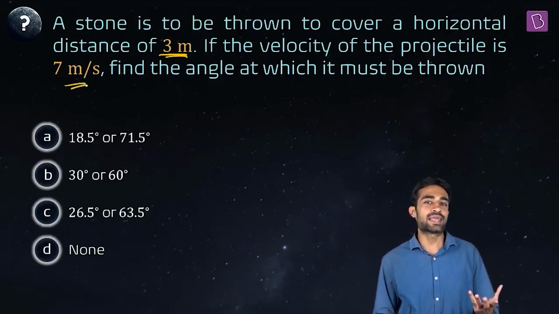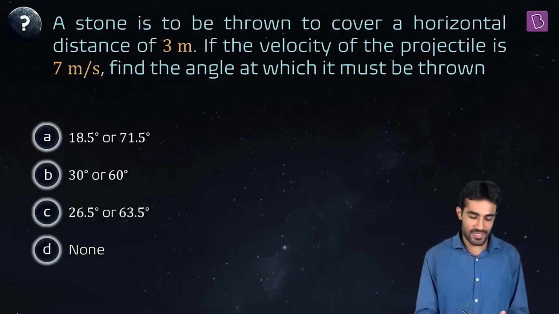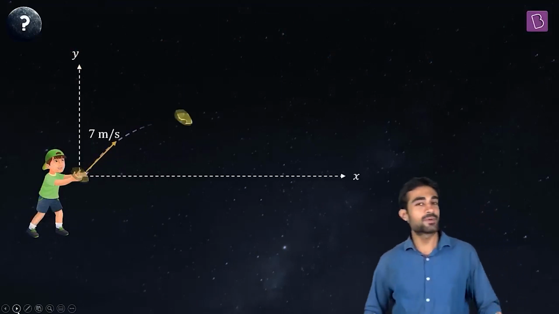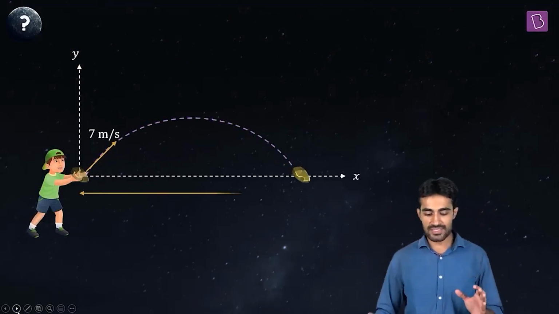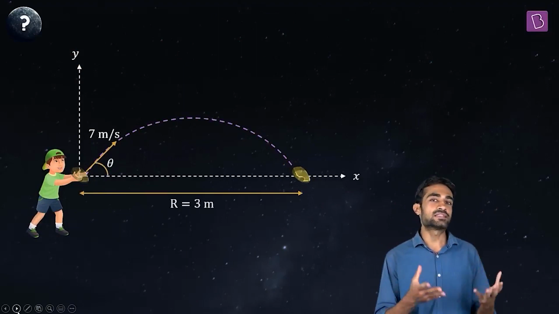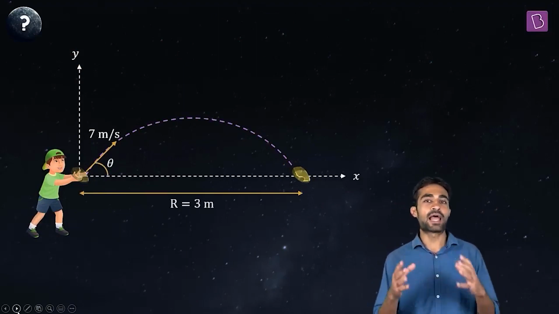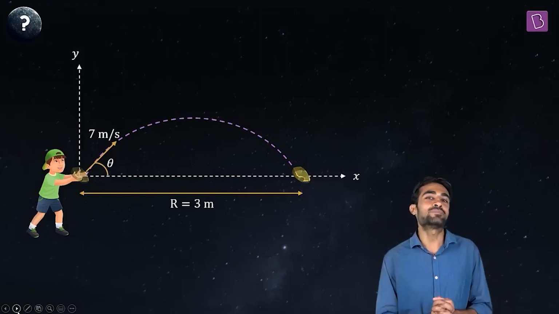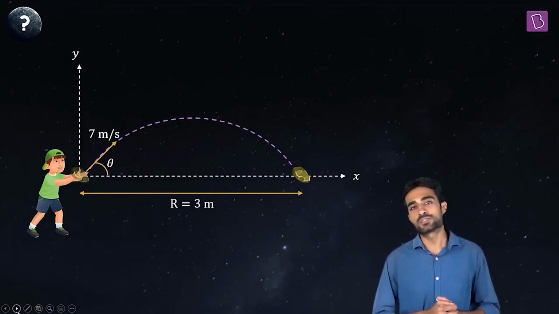Now some people will say that is very easy. We know that initial velocity of projection is 7 meter per second and the range is 3 meters. So we can easily get the value of theta by applying the formula of range. Exactly, we can do that. But let me ask you, will we get only one angle? Will we get only one value of theta? Or can more than one value be possible?